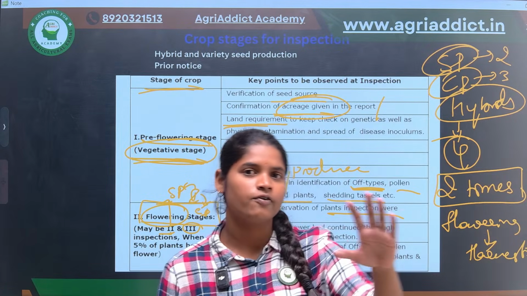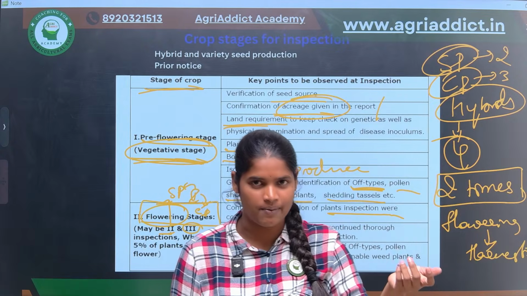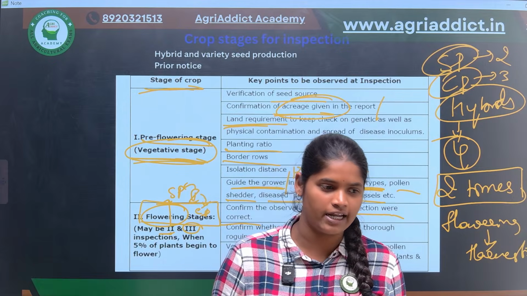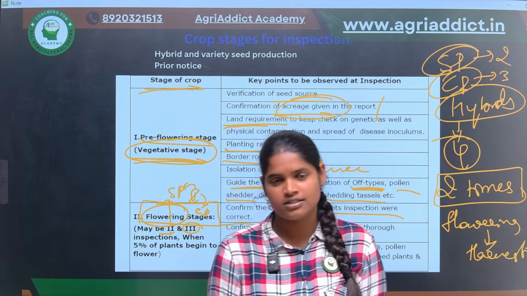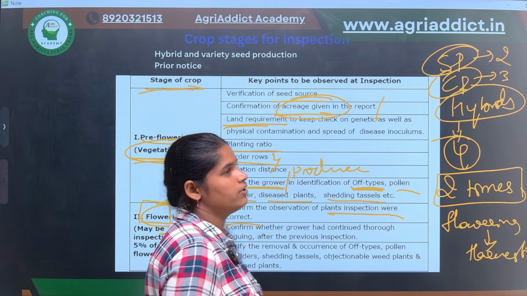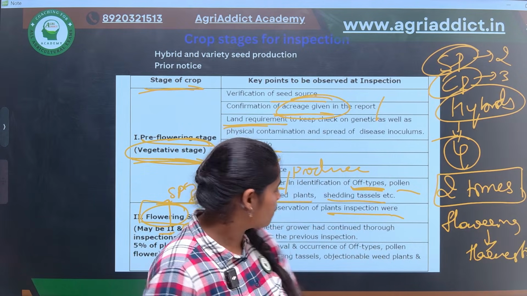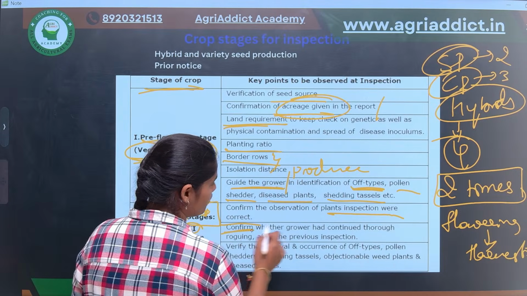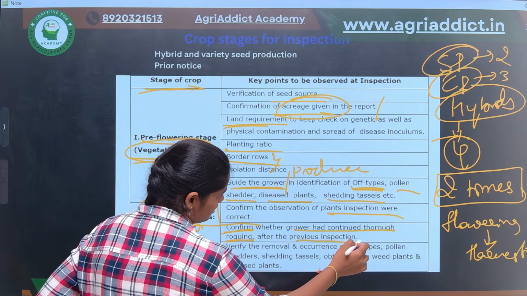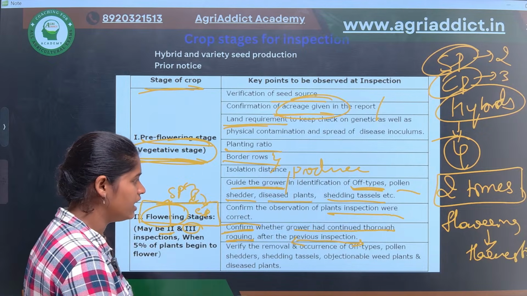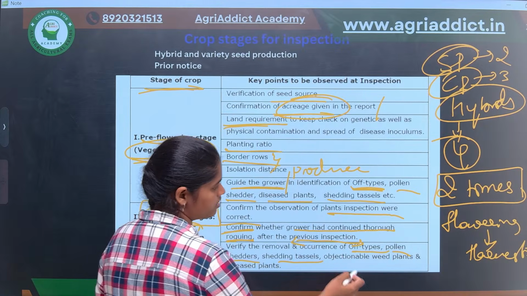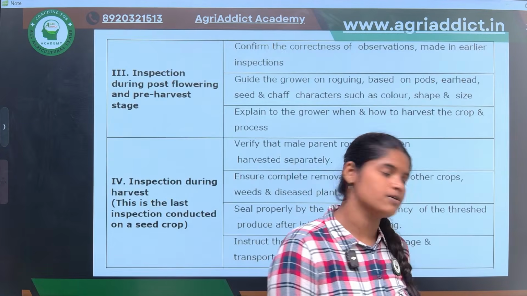They'll just see whether whatever the suggestions given to the farmers in a field inspection stage one, whether they have corrected it or not. Like any modification of isolation distance, they have mentioned it. Of any changes in border rows, they have corrected it or not. They'll check for that first, and then they'll confirm whether the grower had continued the rogging after the previous inspection or not. Then they also verify the off types, pollen shedders, shedding tassels, weeds, and all the diseased plants.